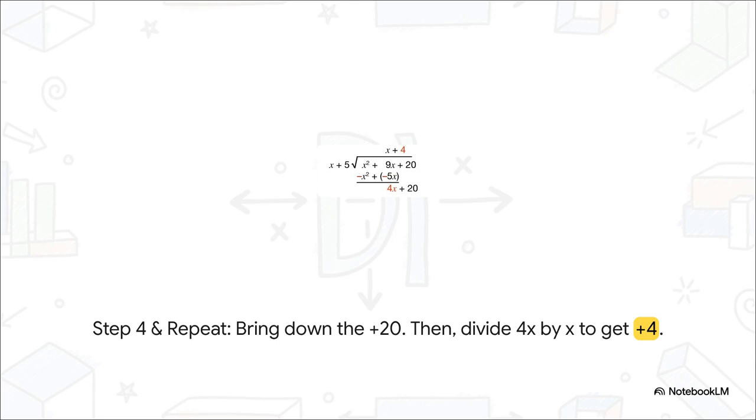Great. To finish the cycle, we bring down that plus 20. And just like before, we start all over again. We look at the new first term, 4x, and divide it by our divisor's first term, x. Well, 4x divided by x is just a positive 4, so we'll add that to our answer up top.